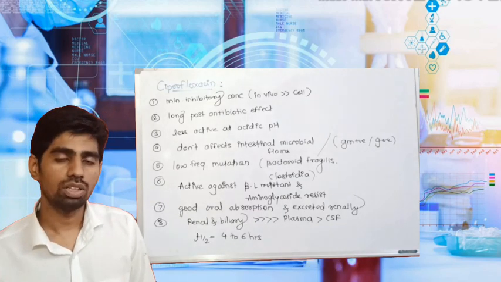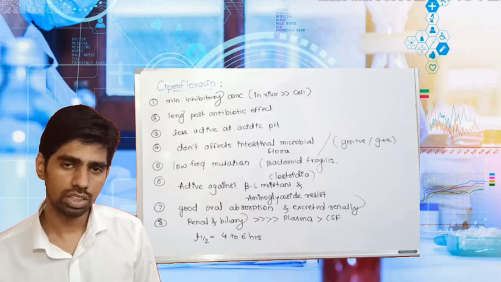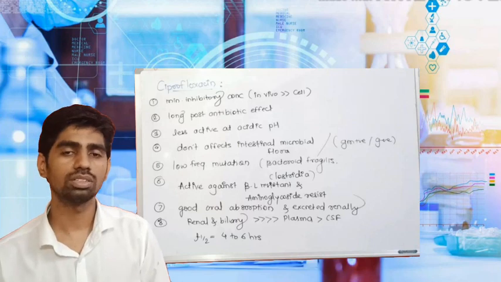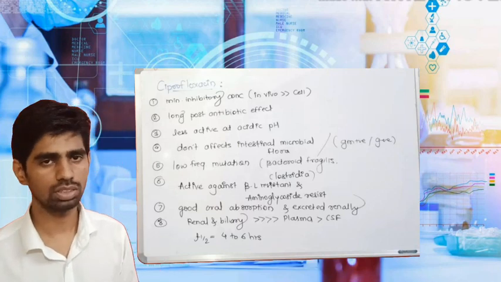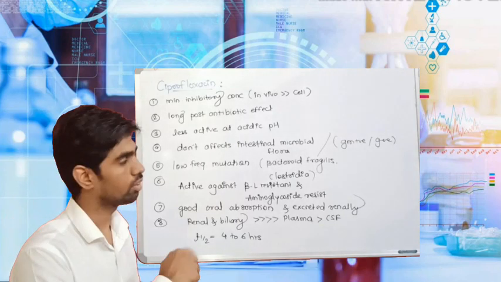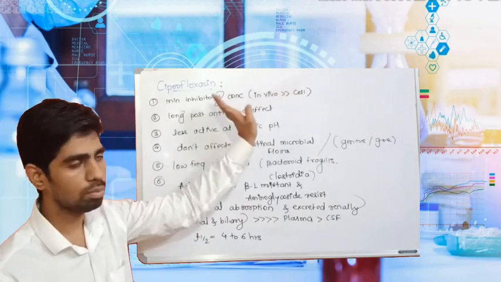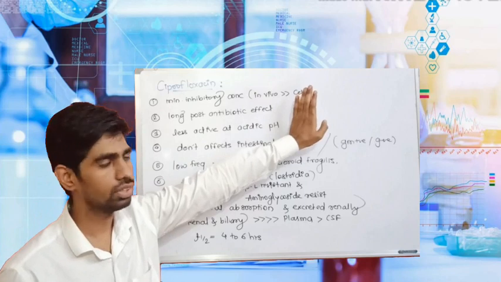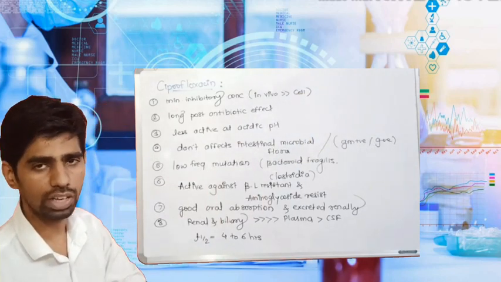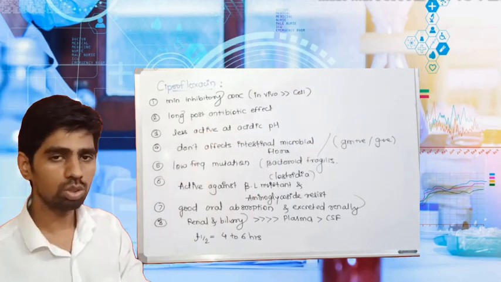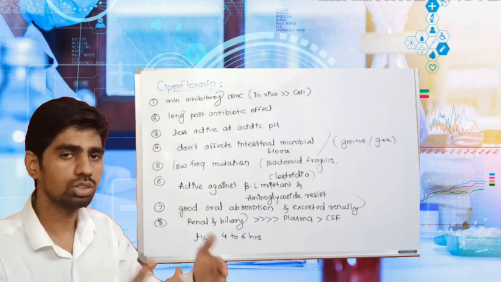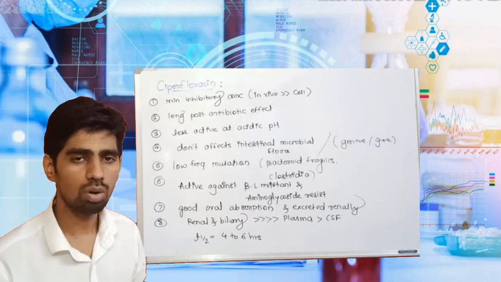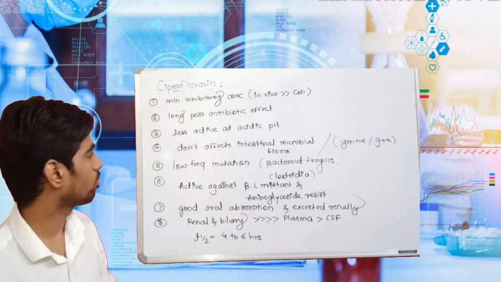The half-life of ciprofloxacin is 4 to 6 hours. So these are the important points associated with ciprofloxacin. Just take a revision. MIC value is relatively lower for actual bacterial cell as compared to in vivo experimentation. Long post antibiotic effect, means once you have given the dose, the post antibiotic effect remains for longer time as compared to its half-life.